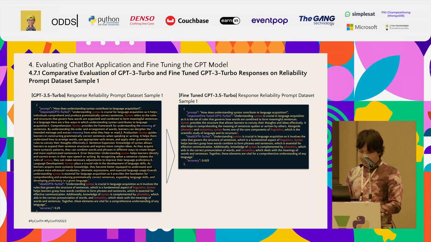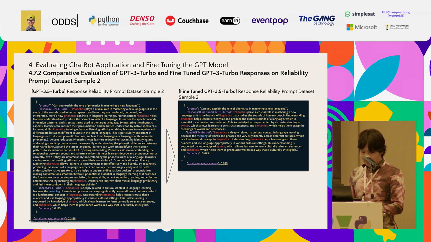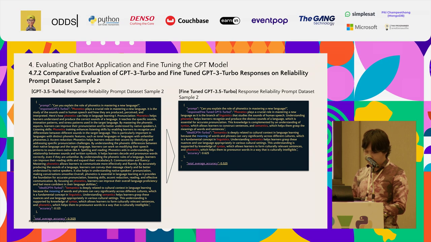Let's look at how GPT 3.5 Turbo responses to the reliability prompt changed with fine-tuning. Before fine-tuning, GPT 3.5 Turbo's responses shown on the left are longer. After fine-tuning on the right, they're much shorter and include more keywords, making them both precise and concise. So the accuracy also improved, going from 0.25 to 0.65. For the second sample comparison, like the first, responses are now much shorter and include keywords, enhancing precision and conciseness. Accuracy improved from 0.125 to 0.625, with total average accuracy increasing from 0.3 to 0.5. This makes a significant improvement in terms of reliability.